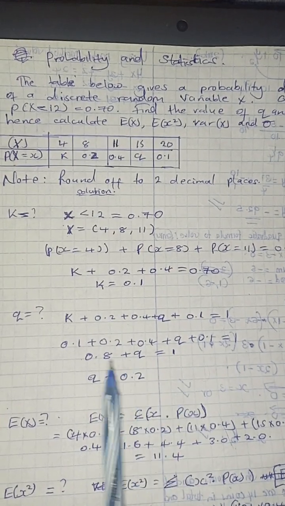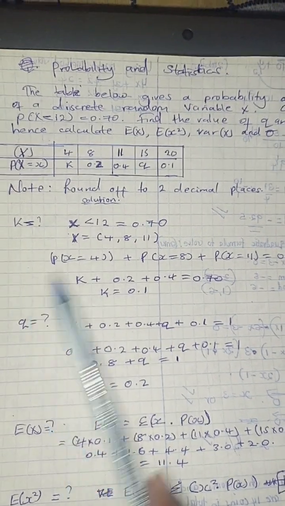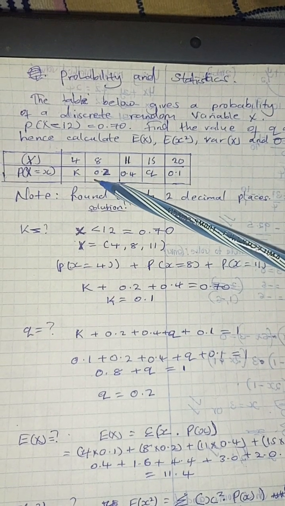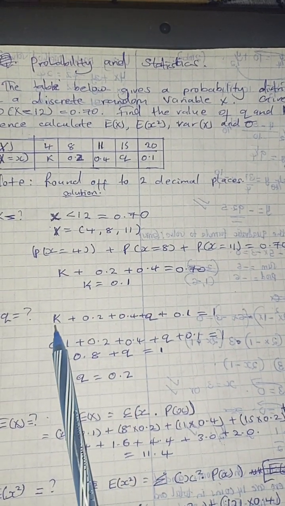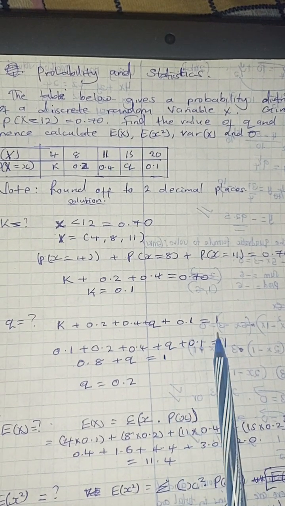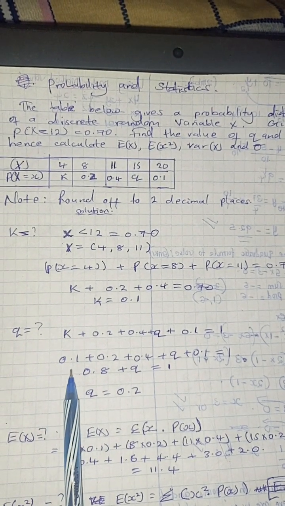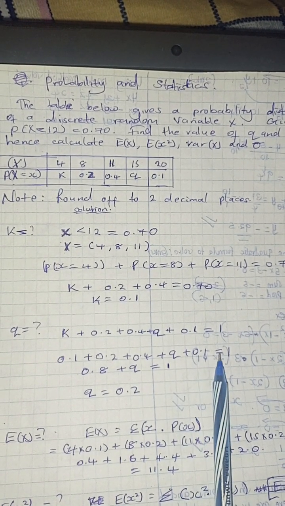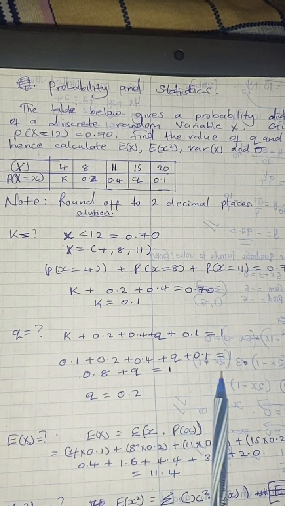Now let's move forward to calculate the value of q. We have our k. Here it's easy. All the values in the probability of x should give us 1. Now here we have k plus 0.2 plus 0.4 plus q plus 0.1 is equal to 1. And we have our value of k. We substitute, so we have 0.1 plus 0.2 plus 0.4 plus q plus 0.1 is equal to 1. When we add our values, we get 0.8 plus q is equal to 1.